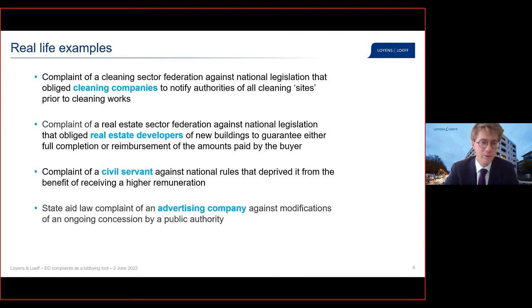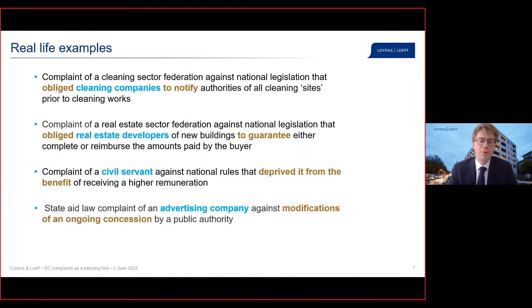It's a specific form of complaint. In this example, which is a real life, public example, it's a complaint of an advertisement company because it found out that a certain concession agreement performed by its competitor was undergoing certain changes, and it considered that these changes were unlawful because they were in favor of its competitor, and so it filed a complaint for state aid.